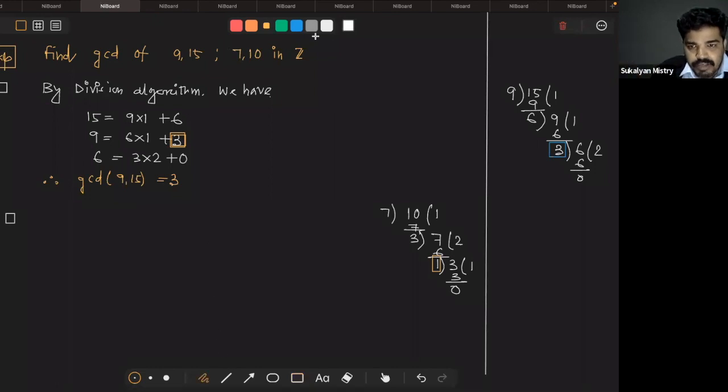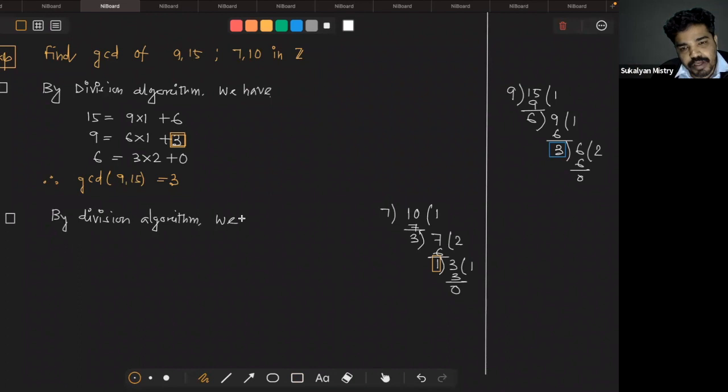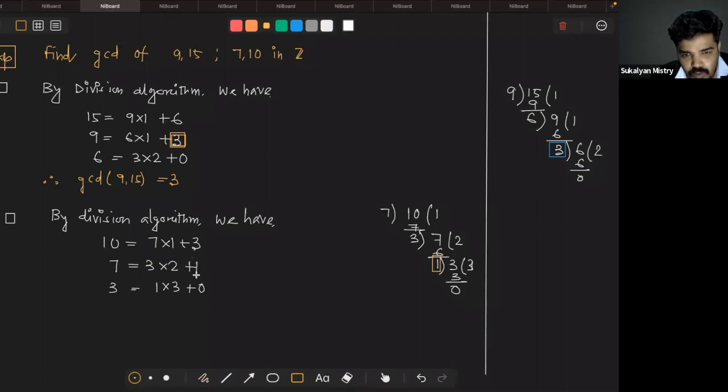So by division algorithm, we have 10 is equal to 7 into 1 plus 3, 7 is equal to 3 into 2 plus 1, 3 is equal to 1 into 3 plus 0, so remainder is 0, so that means 1 will be the GCD.